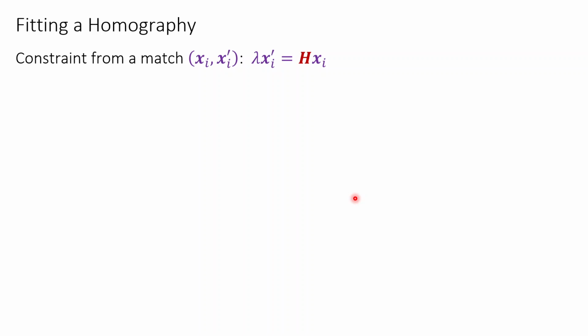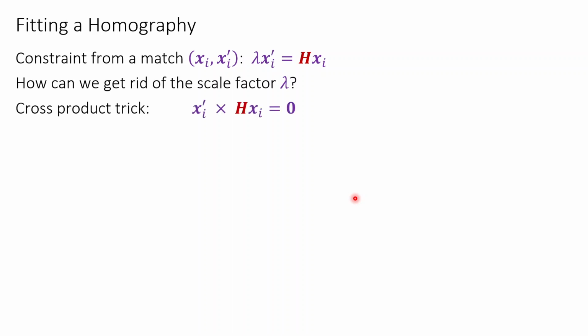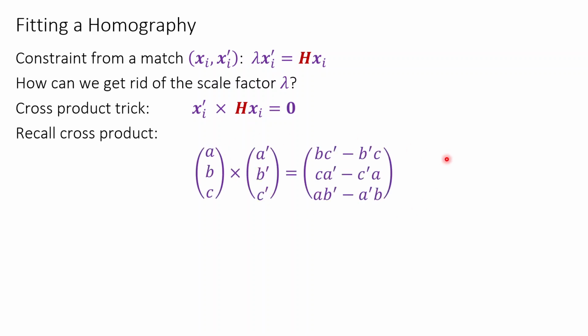Constraint from a match is this. So to get rid of this lambda, we can do this so-called cross product trick. We take the cross product with the xi prime. When we get the cross product between xi prime and lambda xi prime, it's the same vector. That means parallel vectors. The cross product between parallel vectors is 0, 0, 0. So you have the 0 here. Then you have this expression. So we have gotten rid of lambda.